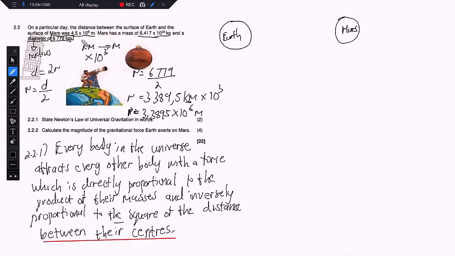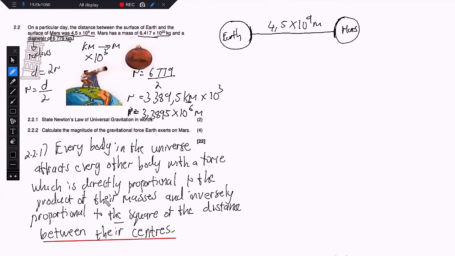Okay, now the distance that we are given, so we are told that the distance between the surface of the Earth and the surface of Mars was 4.5 times 10 to the exponent of 9 meters. Note that this is between the surface of Earth and the surface of Mars. So this is the surface of Mars here, and this is the surface of Earth. We are given that the distance between the surfaces is only 4.5 times 10 to the exponent of 9 meters, right, which is correct. It's in the desired SI unit.